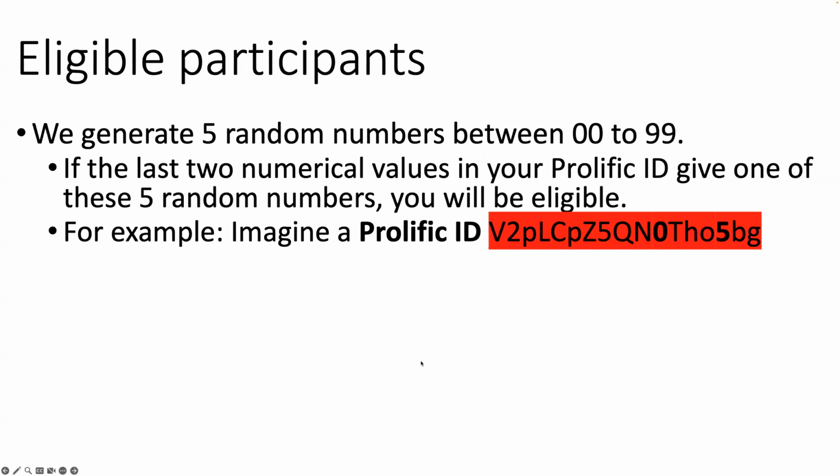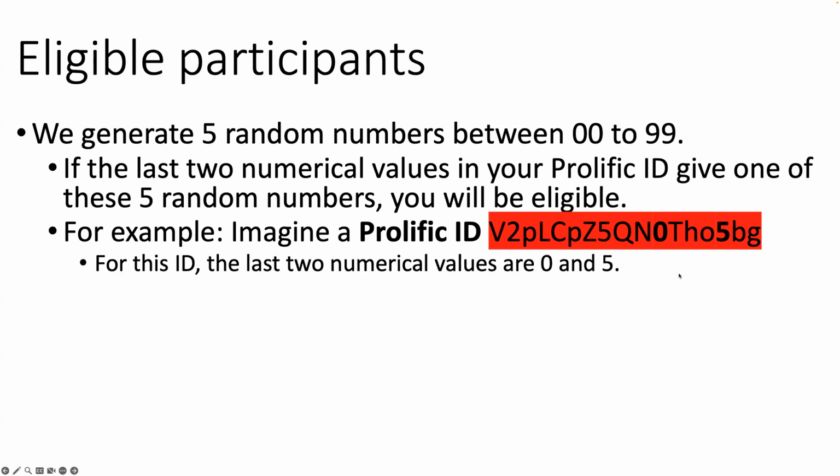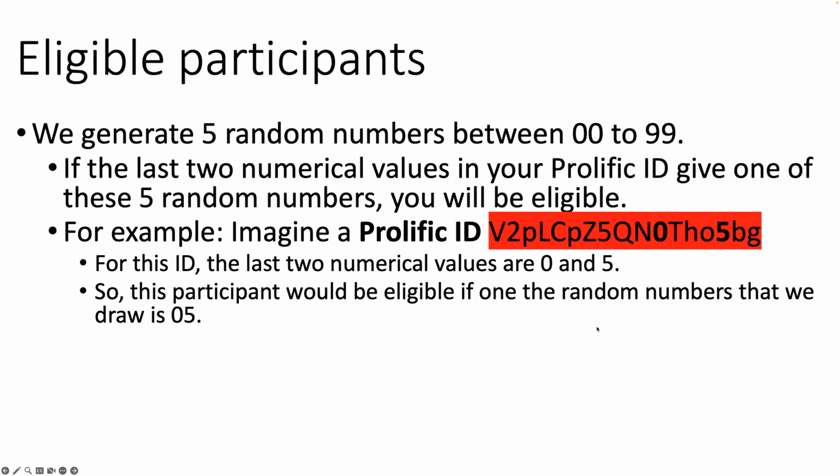Imagine that your Prolific ID is as given here on the slide, highlighted in red. Notice how if this were your Prolific ID, then the last 2 numerical values are 0 and 5. So if this were your Prolific ID, then you would be eligible if one of the 5 random numbers that we draw is in fact 05, or just 5. Note that it's not 50, but actually 05, so just 5.